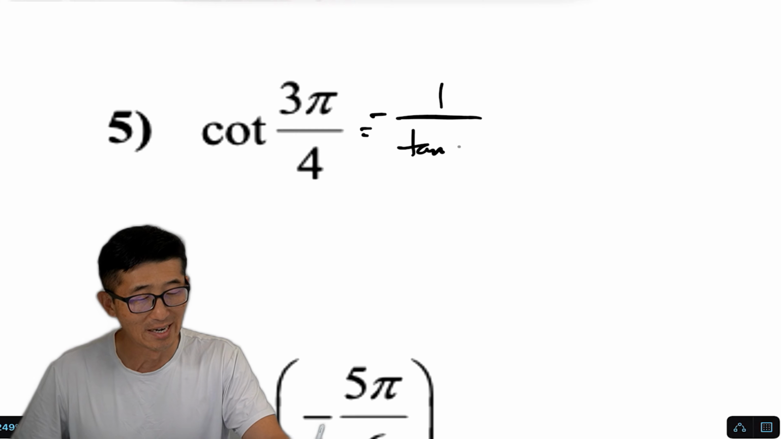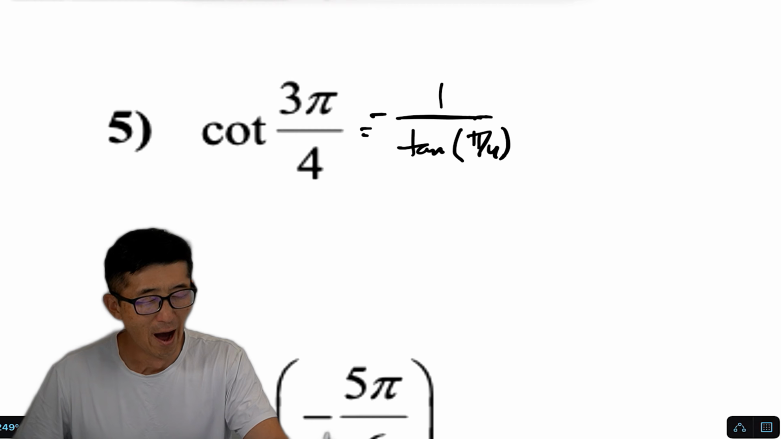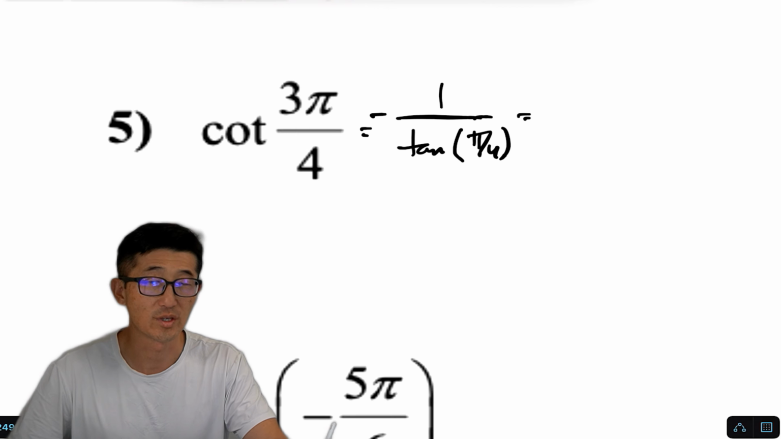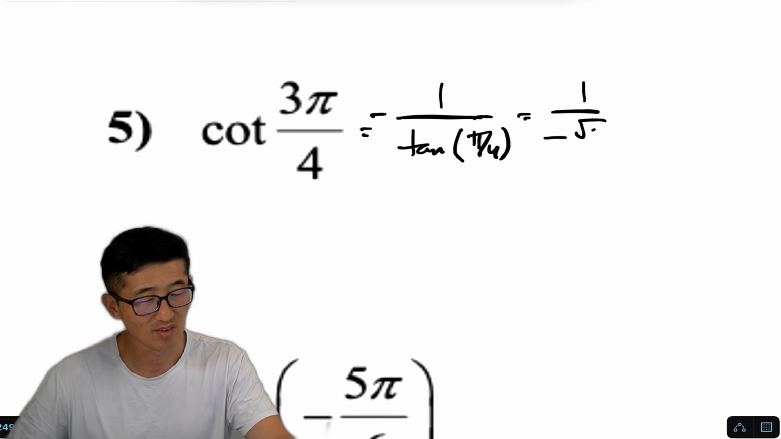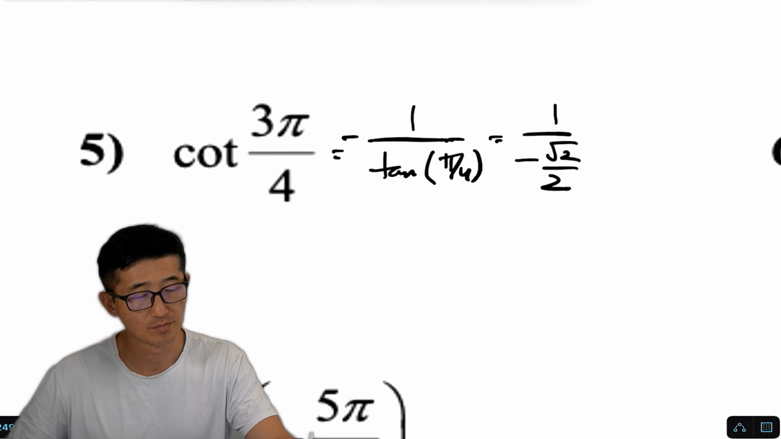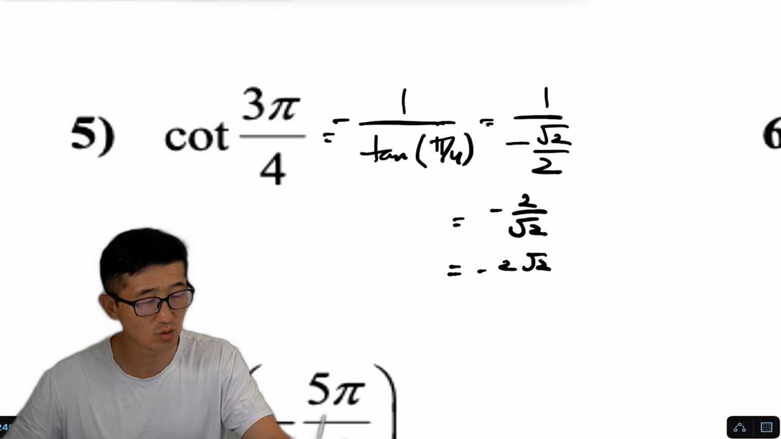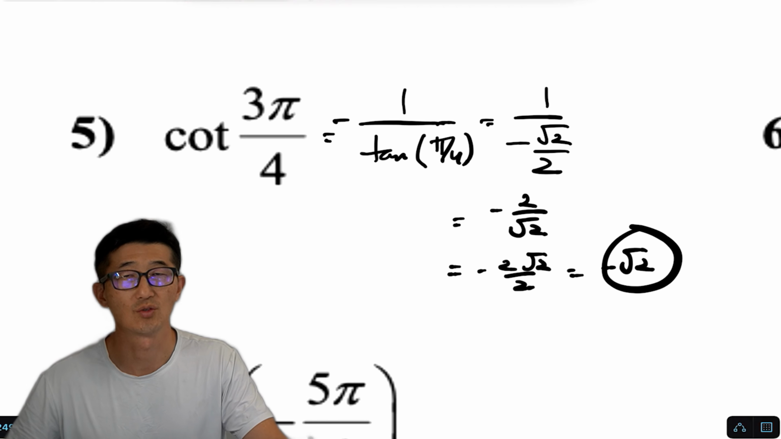Okay. It's negative tangent over pi over what? Wait, in the second quadrant is tangent negative? Yes. Because rise over run, one of them has to be positive. Okay, that equals negative 2 over rad 2, which is negative 2 rad 2 over 2, which is negative rad 2.